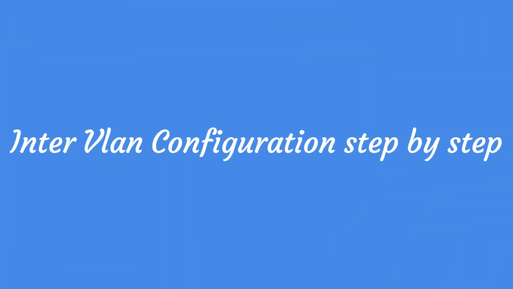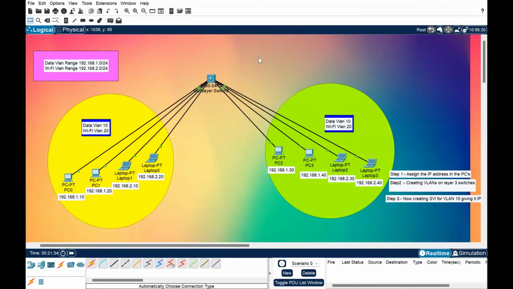In this video, we are going to see how to configure inter-VLAN routing using an L3 switch. The steps are very simple, and we are going to make this video light and simple so it is easy to understand. Before that, I will just quickly explain.